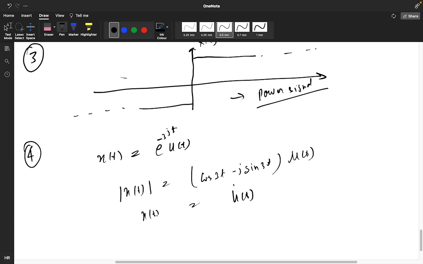So the mod value of x of t you are getting is u of t only, because this modulus value will give 1.